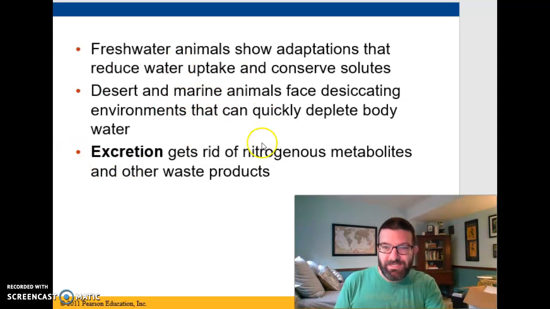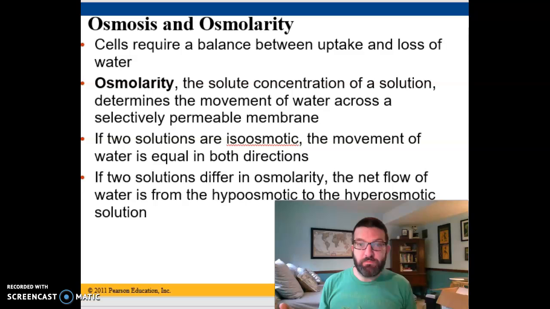And excretion is getting rid of nitrogenous metabolites and other waste products, and this often goes together with your regulation of osmolarity, because you're essentially regulating what's in the fluid in your body and what's not. So osmoregulation is regulating the osmolarity of the fluid inside your body.